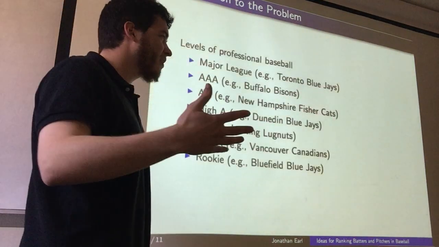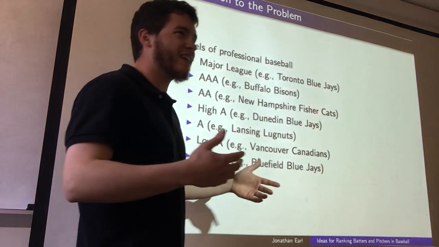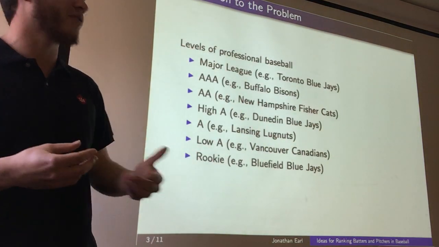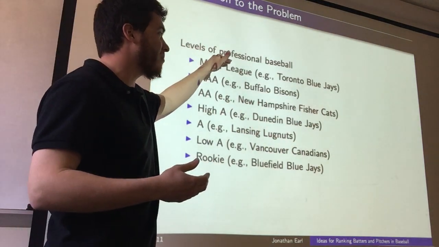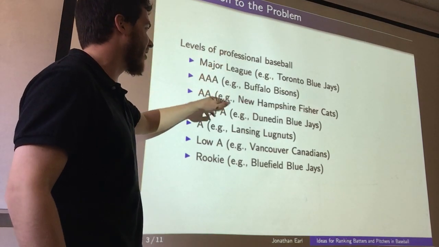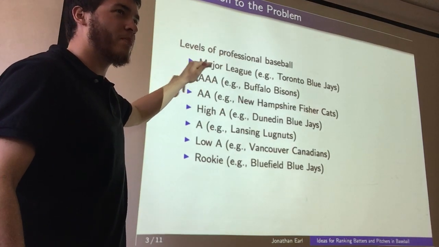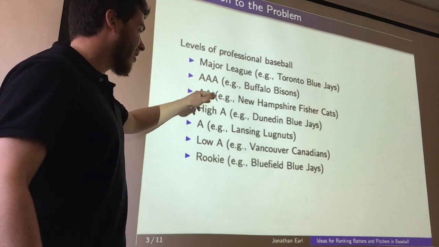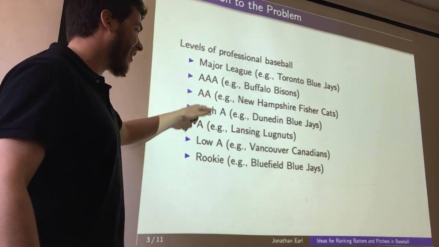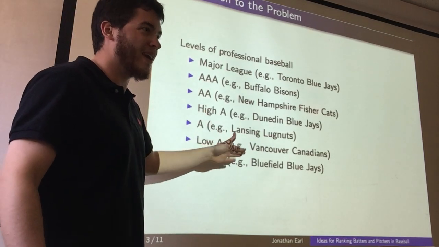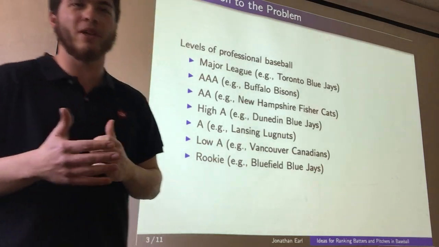One of the problems that you run into is that there are 7 different tiers or levels in professional baseball. You have the major leagues, but each of these major league teams will have minor league affiliates. You'll have an affiliate in AAA, a AA team. Then you have 3 levels of A ball, which are called high A, just regular A, and then low A. And then the lowest tier that you can wind up in is rookie ball.